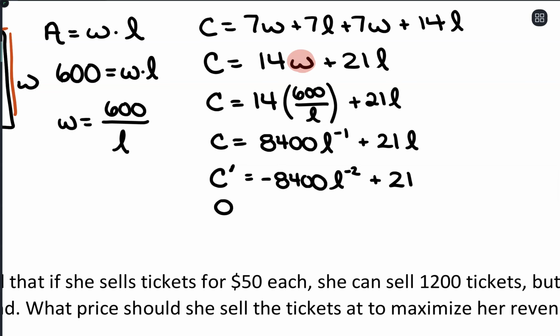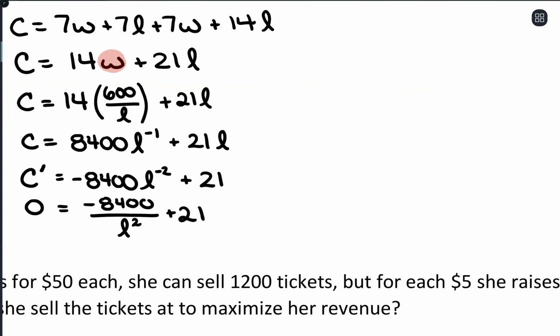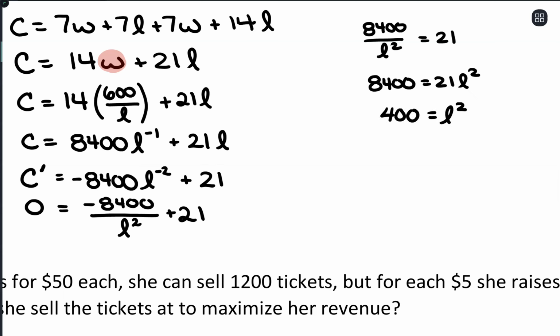Set that equal to 0, so we have 0 equals negative 8,400, and now that I'm solving, I'm going to switch that negative exponent to be in the denominator, so L squared in the denominator, so I get my positive exponent, because that makes solving easier. And then we just keep solving. So we have 8,400 over L squared equals 21. I'm going to multiply both sides by L squared, divide by 21, which should be 400. Take the square root of both sides.